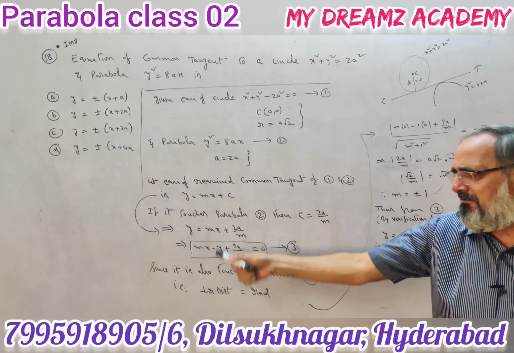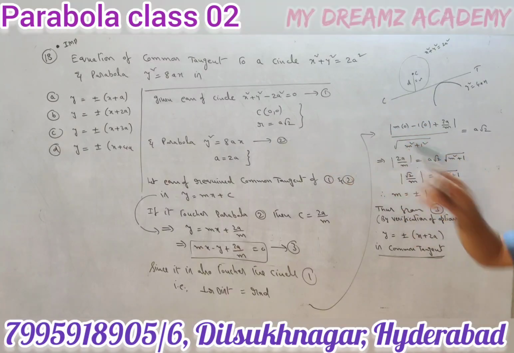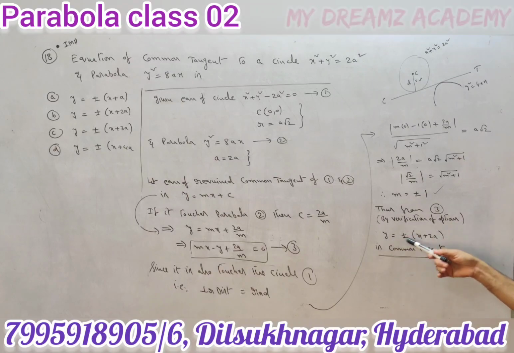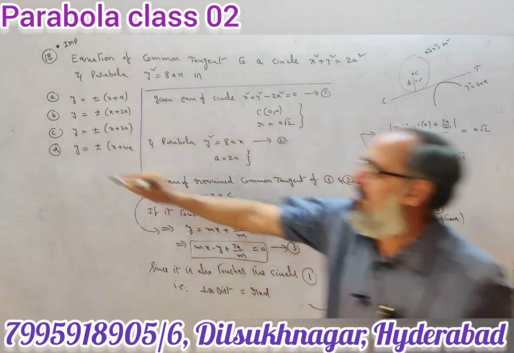I substitute that into the third equation, which gives the common tangent. Instead of that, check the options. By keeping m as plus or minus 1, y equals plus or minus x plus 2a, that matches option B, which is correct.